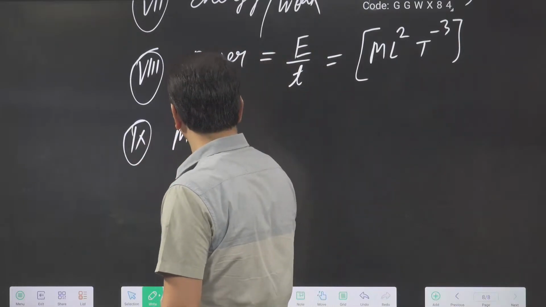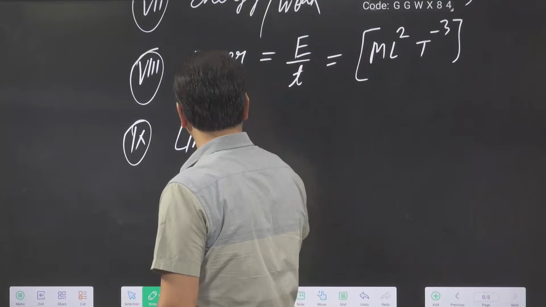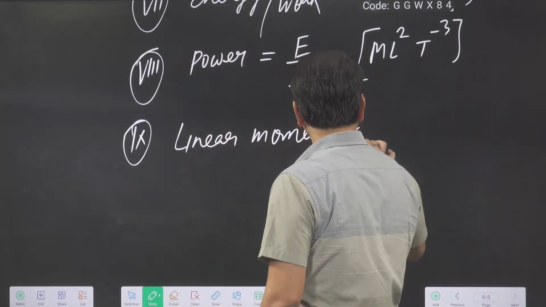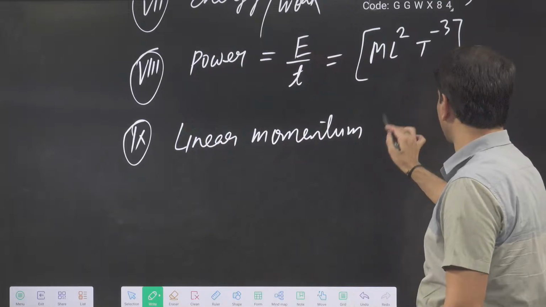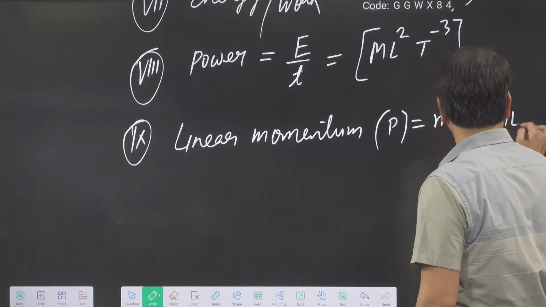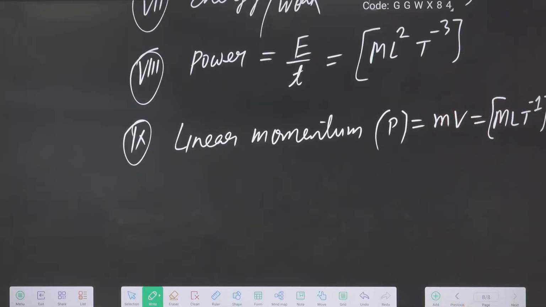Momentum, linear momentum, you can say linear momentum. So momentum formula is what? Mass into velocity. So that is what? MLT minus 1. Only a few more.